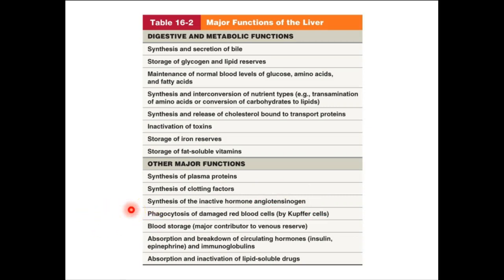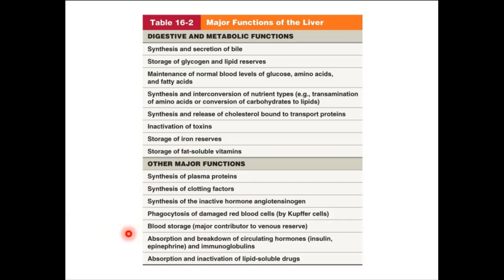Phagocytosis of damaged red blood cells. What other organ phagocytizes damaged red blood cells? The spleen. So it's going to act like a second spleen, and same with blood storage. The spleen acts as an organ of blood storage, so does the liver. So even if you don't have a spleen, you can still do some of those things. It might be a little bit stressful for the liver to take that over exclusively.